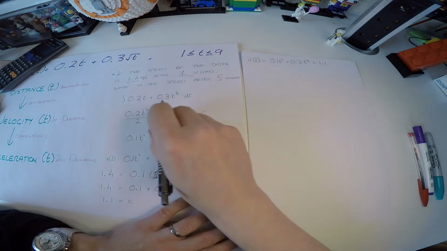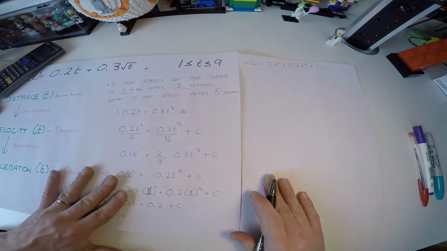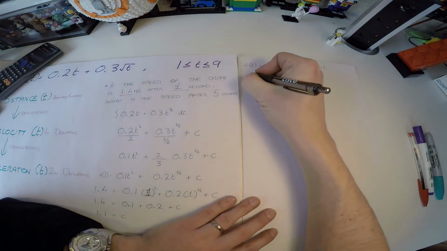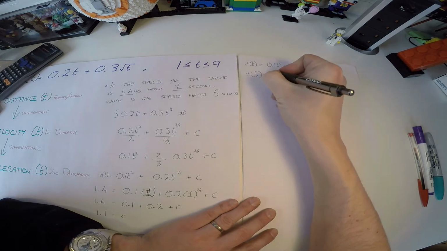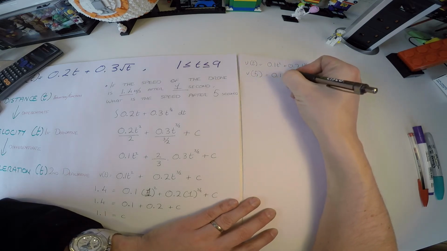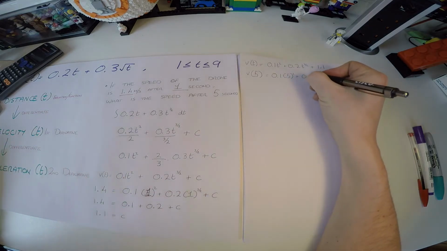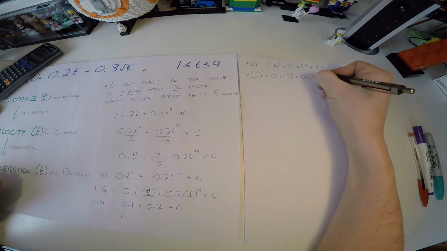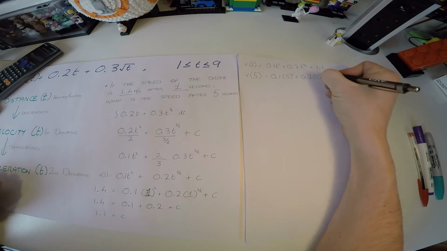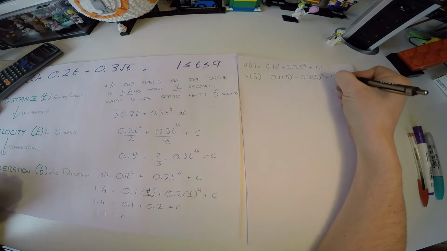Now what do they want us to know? They want to know what's the speed after 5 seconds. Well, we'll just simply get v of 5. That's going to be 0.1 times 5 squared plus 0.2 times 5 to the 3 over 2 plus 1.1.